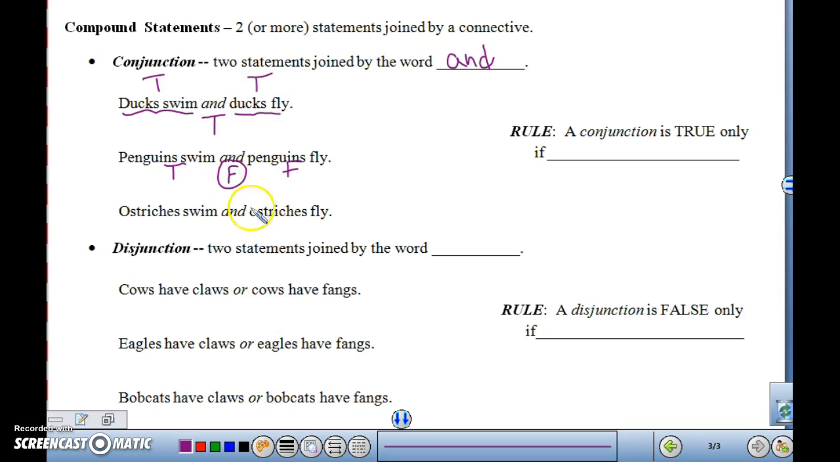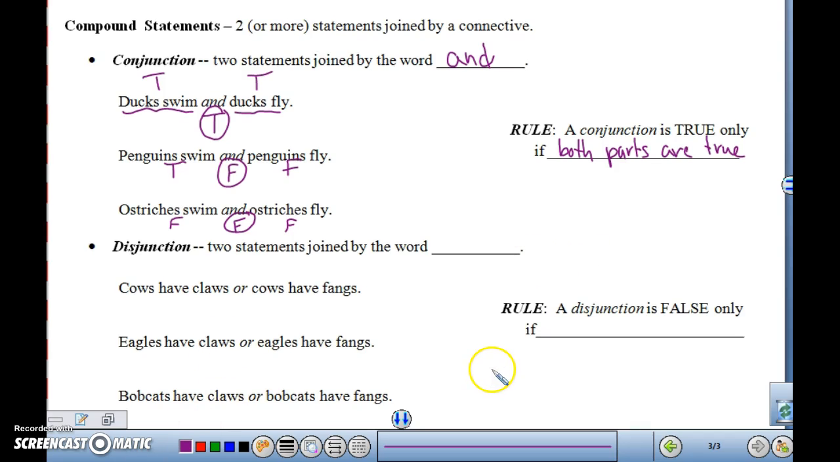With a conjunction, in order for the statement to be true, both things have to happen at the same time. So if I said ostriches swim and ostriches fly, well, they neither swim nor fly. So overall, this is a false statement. So the rule for a conjunction is true only if both parts, or both statements, are true. If even one part is false, then overall the statement is false.